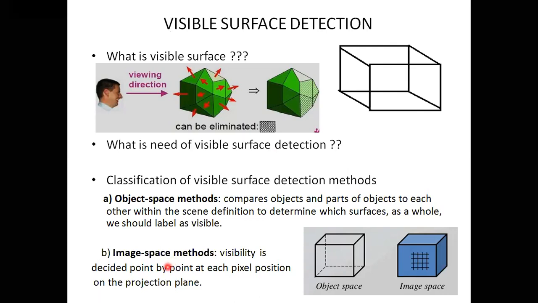Now, first we shall discuss the algorithm for the object space method. What does the object space method tell? It says I will take a part of the object, and for that part of the object, I will decide whether that part belongs to a visible face or an invisible face, that is, a front face or a back face.